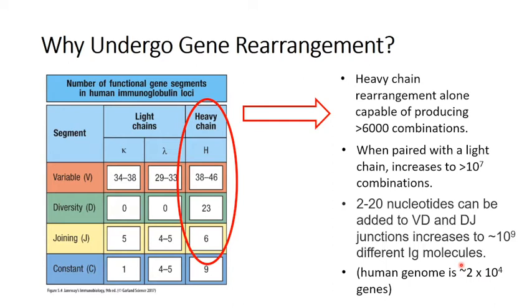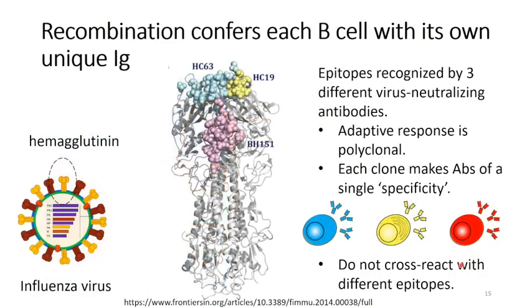So the adaptive system is anticipatory. It doesn't know what it's going to be exposed to, unlike the pattern recognition receptors. These receptors can anticipate any pathogen, any antigen.